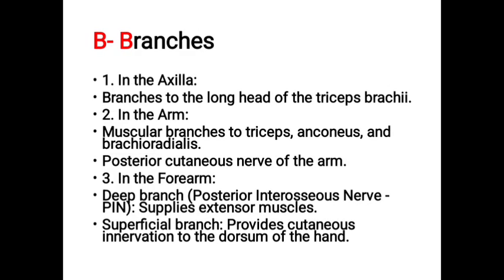hand. Now, for branches, in the axilla, it gives branches to the long head of the triceps brachii. In the arm, it gives muscular branches to the triceps, to the anconeus, and the brachioradialis. And it also gives a posterior cutaneous nerve of the arm. Then in the forearm, it divides into a superficial branch that provides cutaneous innervation to the dorsum of the hand, and also a deep branch that provides motor supply to the extensor muscles of the hand.